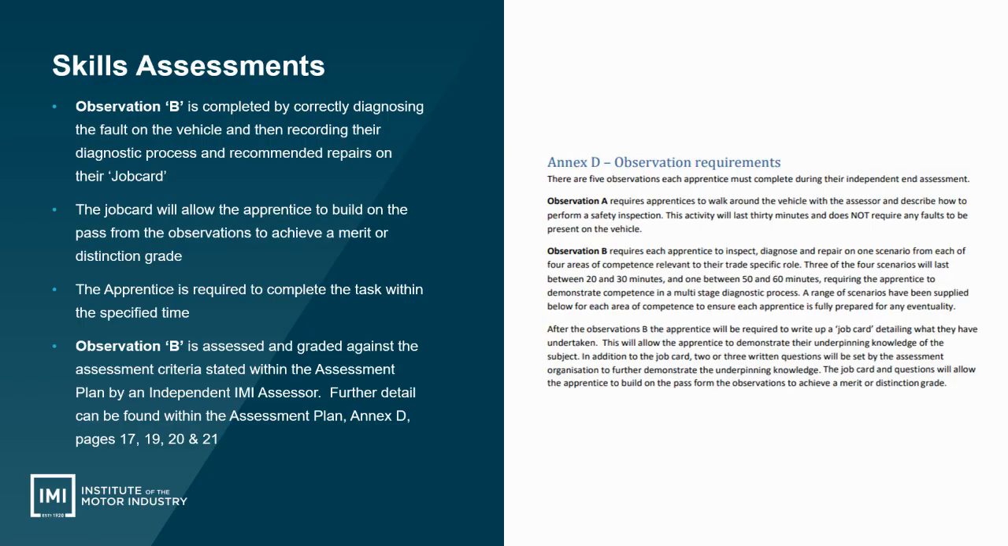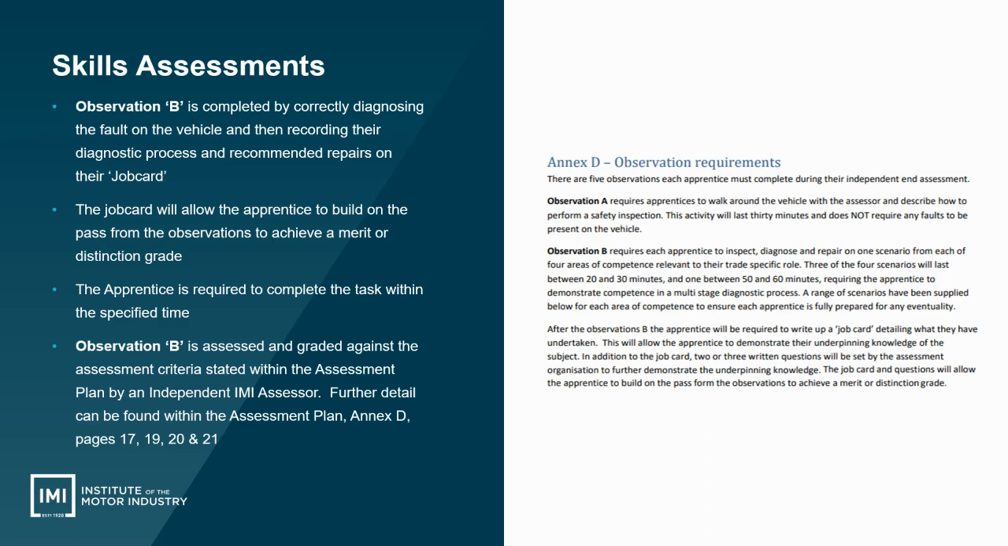Each of the 4 skills assessments for Type B will be based on the requirements of the assessment plan and aligned to the assessment plan as outlined on this slide. Each of the tasks will require the apprentice to correctly diagnose and identify the fault and complete a job card for each of the tasks.